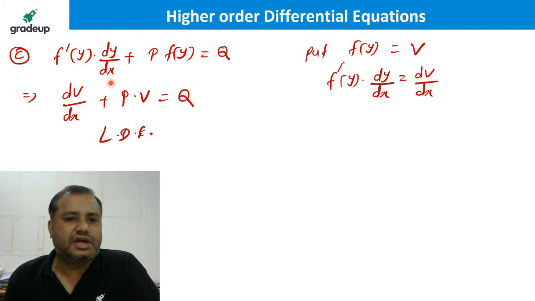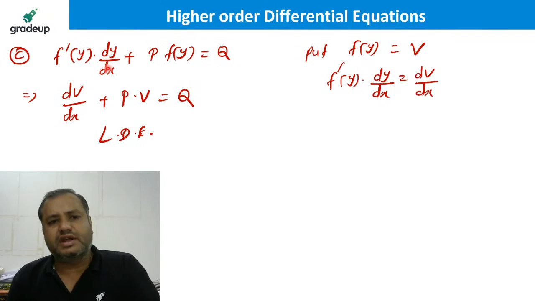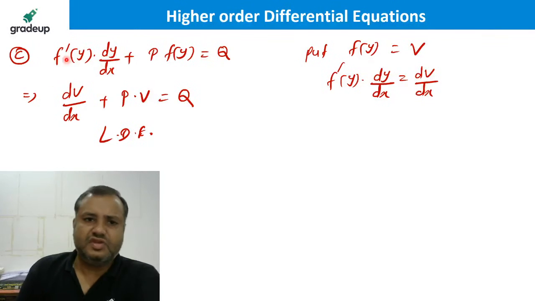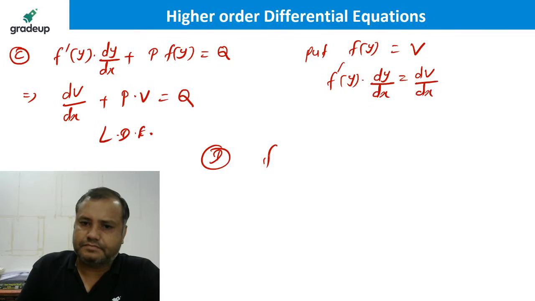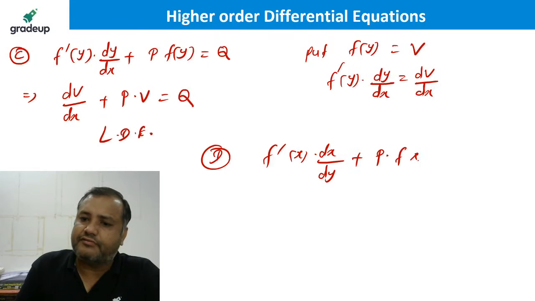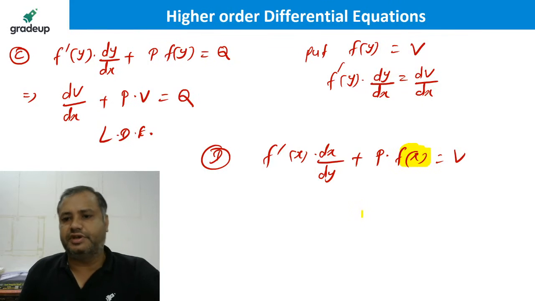If you interchange the role of x and y, you can get type D. That will be f dash x dx by dy plus p times f of x equal to q. And how to solve this? You have to substitute this equal to v.